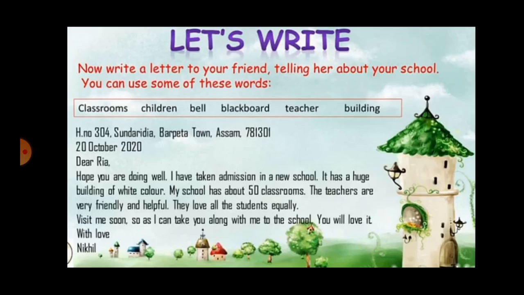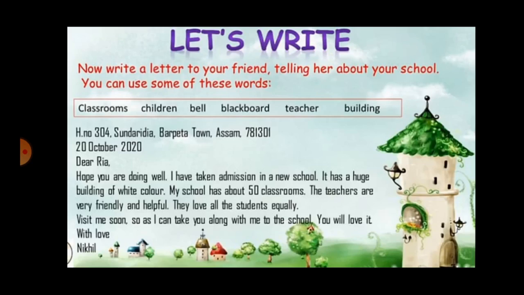Hope you are doing well. I have taken admission in a new school. It has a huge building of white color. So building word is used. My school has about 50 classrooms. Classroom word is used. The teachers are very friendly and helpful. Teacher word is used. They love all the students equally. Visit me soon as I can take you along with me to the school.